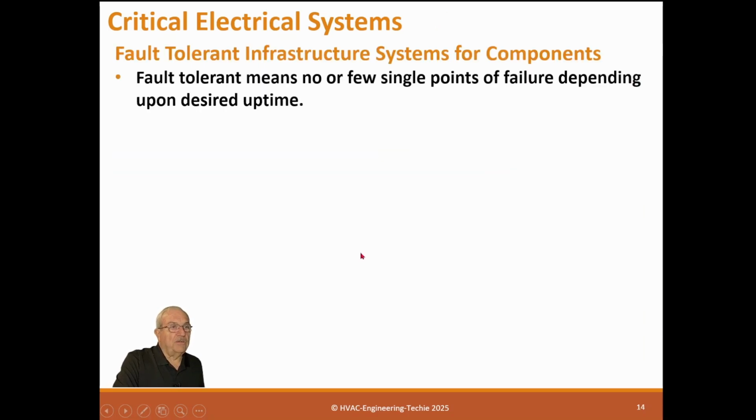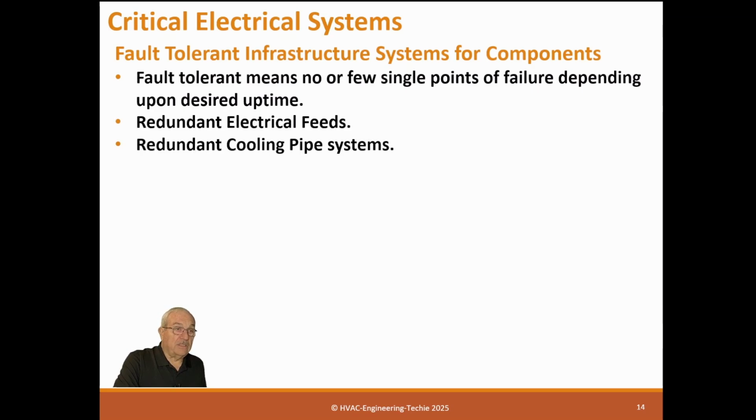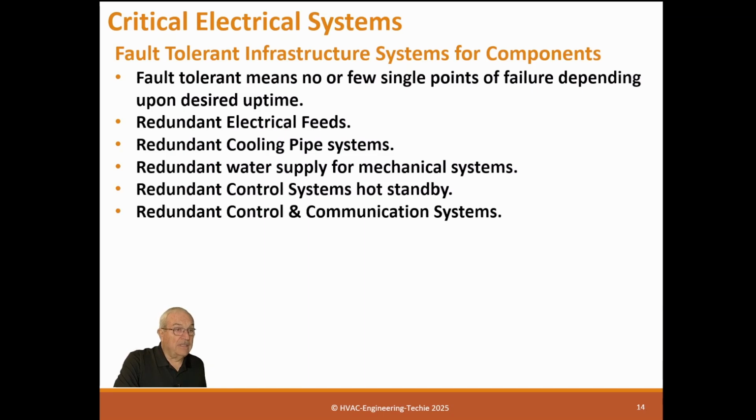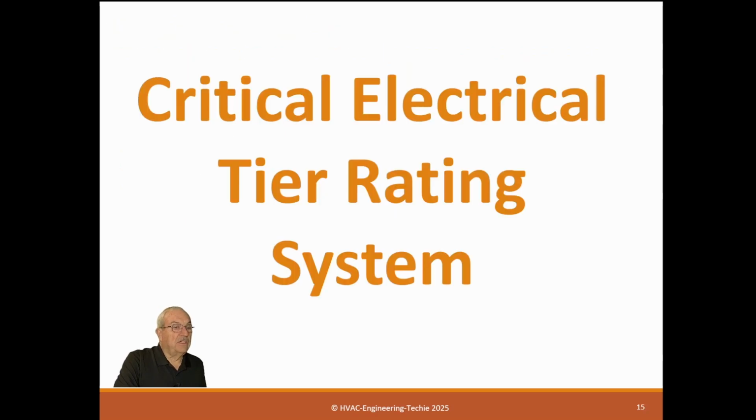So, fault-tolerant infrastructure systems. Fault-tolerant means no or few single points of failure, depending upon the desired uptime. How much uptime do you want? So redundant electrical feeds, redundant cooling pipe systems, redundant water supply for mechanical systems, redundant control systems, hot standby, redundant control and communication systems. In other words, if you're going to have a room that needs to be up all the time for electrical, you need to worry about the electrical, but you also need to worry about everything else that feeds that room, including mechanical, any water services it needs, and make sure it has redundancy in those systems and the control systems.